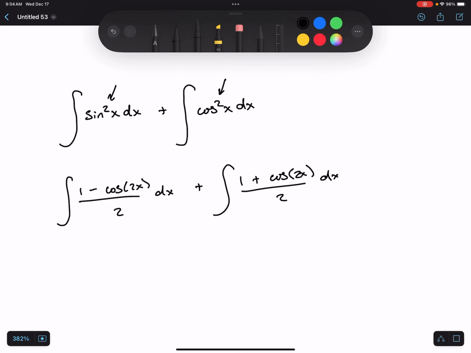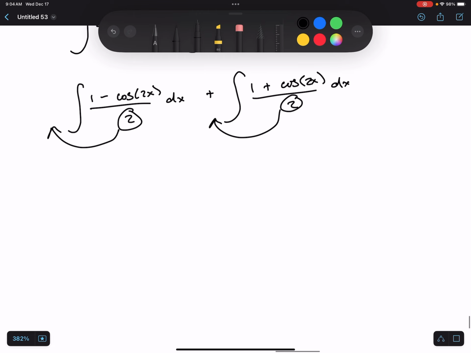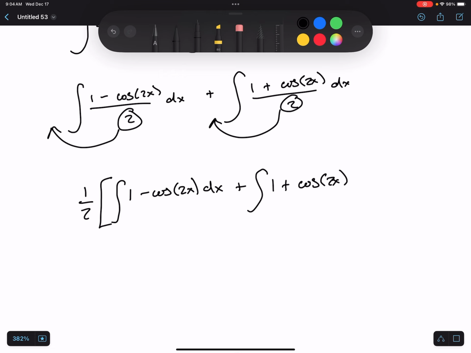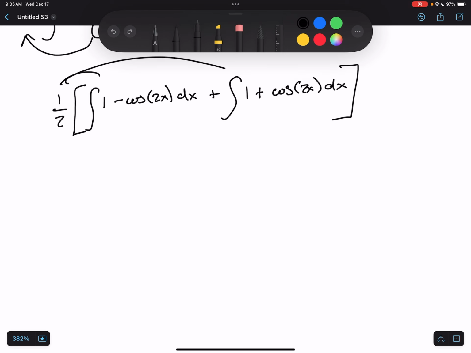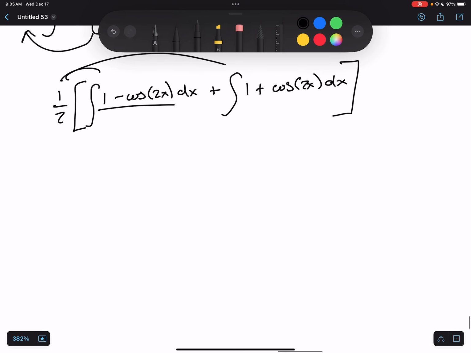dx. And so what we can do first here is we can pull this 2 out from each of them and stick them out front of each of these integrals. And what I think I'll do there is I'll just do 1/2 times, and then I'll say the integral of 1 minus cosine 2x dx plus the integral of 1 plus cosine 2x dx. And then this way that 1/2 will just distribute to both of these integrals. And so now the next thing to do is just to go ahead and integrate both of these.